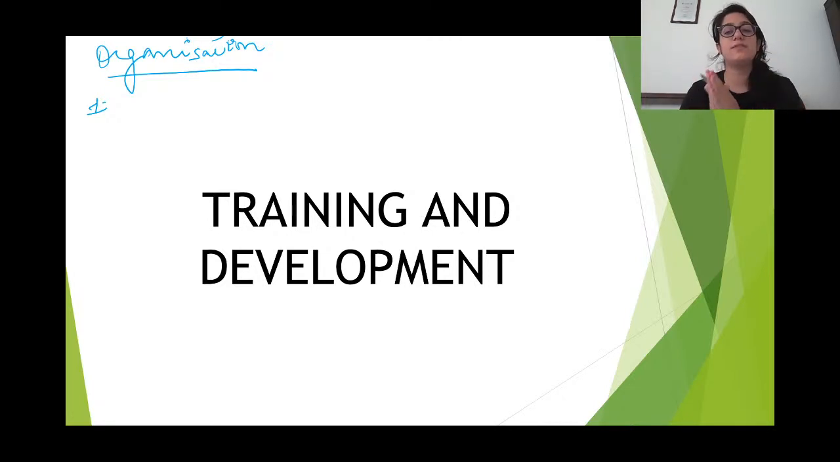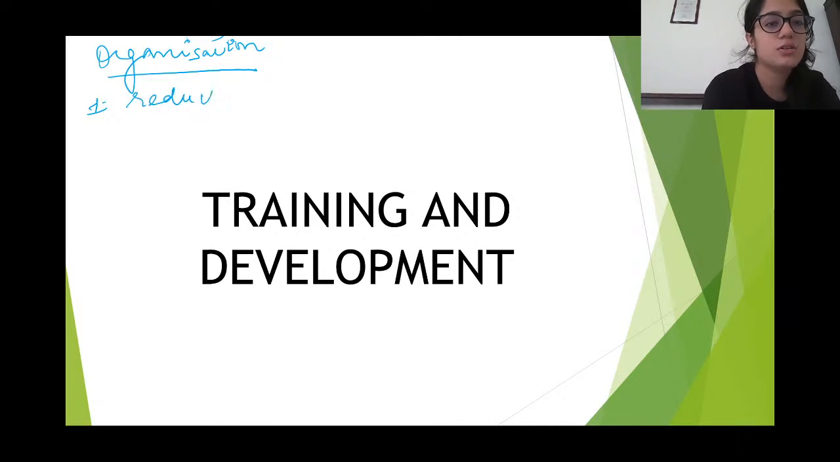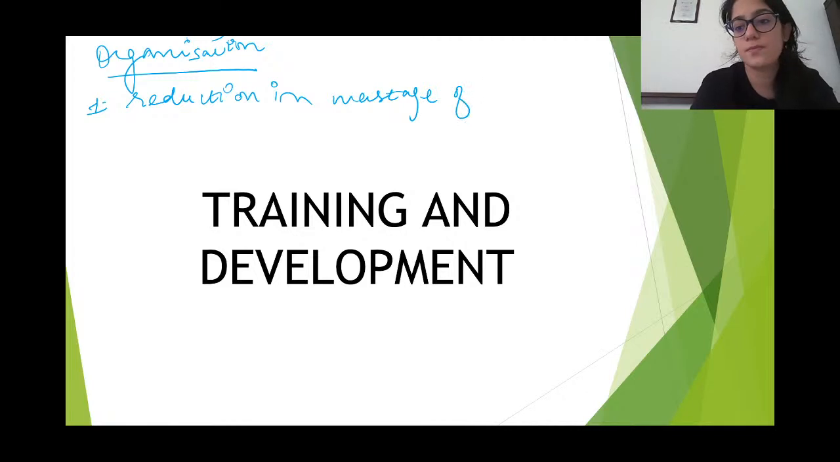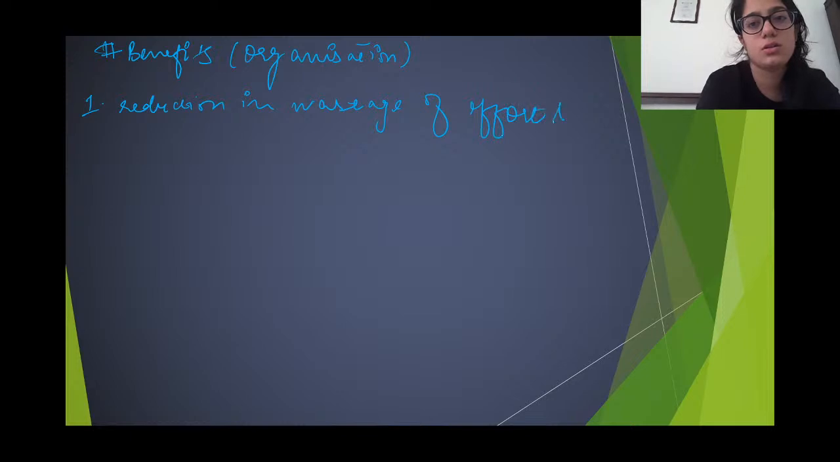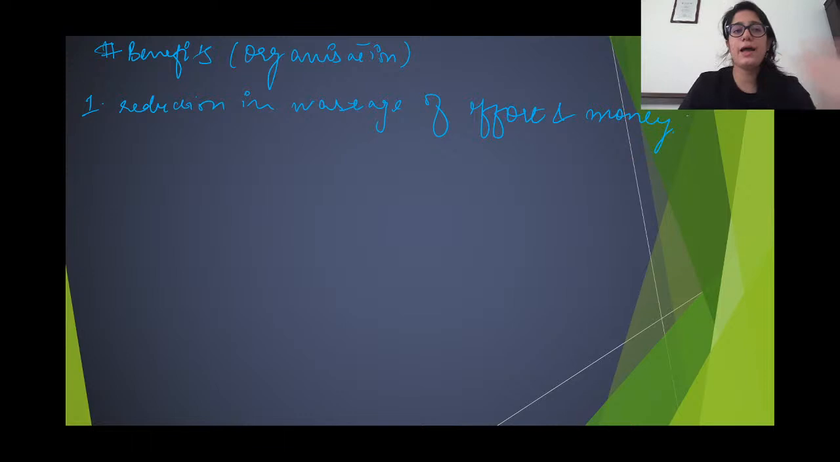So when we talk about training and development, it is generally seen that it leads to reduction in wastage of effort and money. I'll use the next slide to write. We're talking about benefits, and first we're talking about benefits to the organization. So it leads to reduction in wastage of effort and money. I hope the first point is clear.